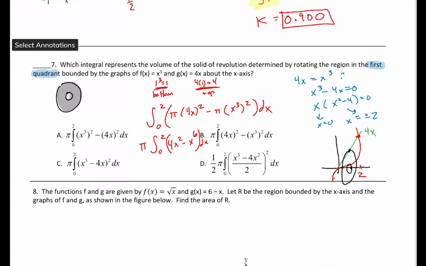Let's scoot that over a little bit. Nope, not gonna let me do that. That's okay. Answer is B.